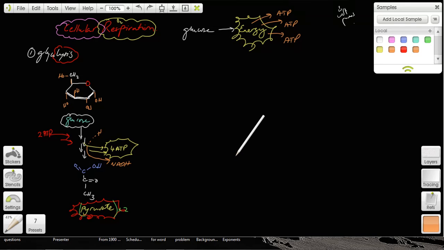So this is the first step of cellular respiration. The first step of cellular respiration is changing a glucose molecule to 2 pyruvate molecules.